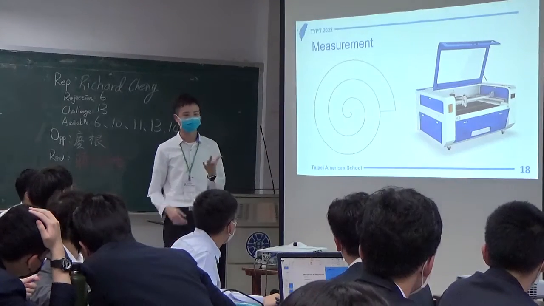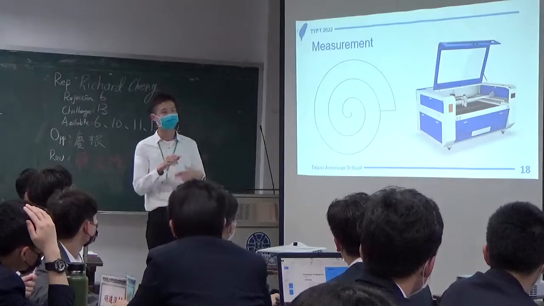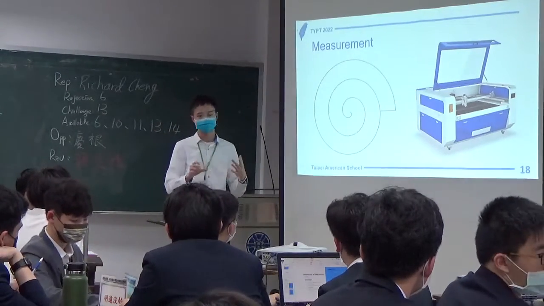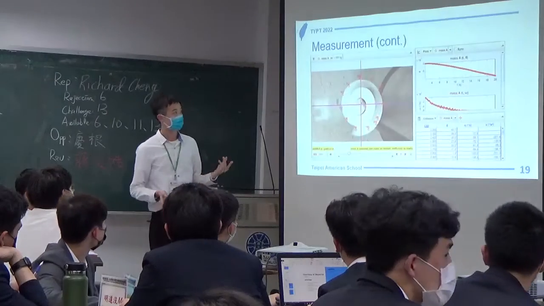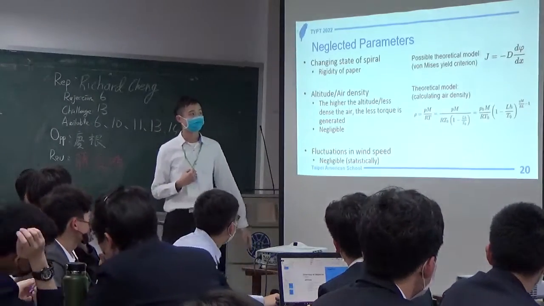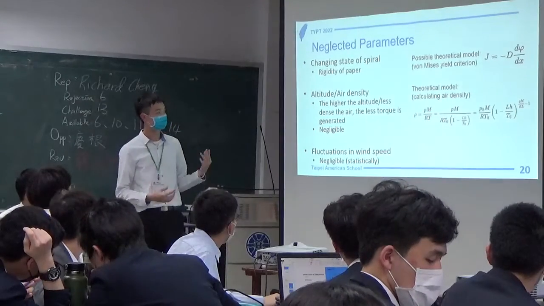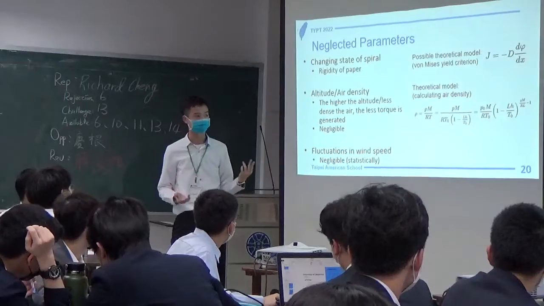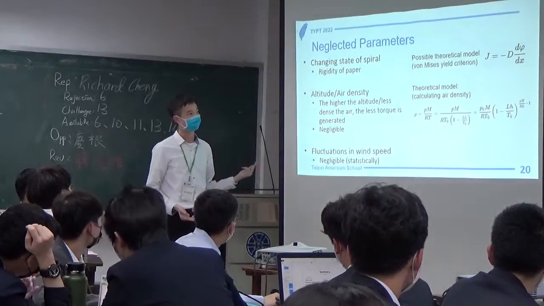For forming my spiral, I use a laser cutter with a vector image to cut out a spiral out of paper. And I use Tracker to get my data. So I neglect a few parameters. I neglect the changing state of the spiral, such as the rigidity of paper, because that's just impossible to quantify. I'll explain further in the next slide.